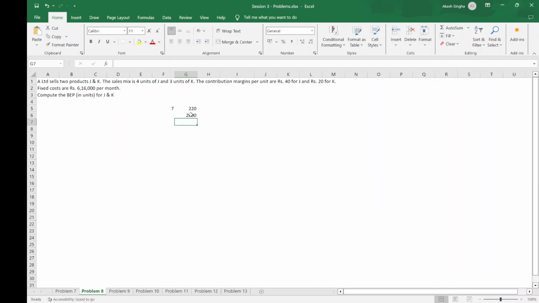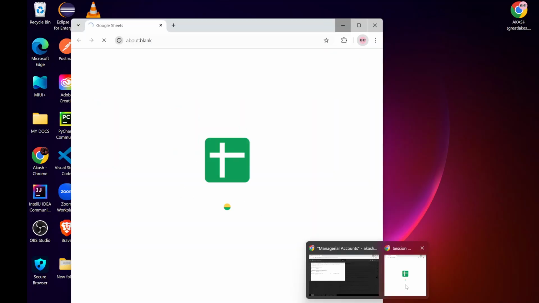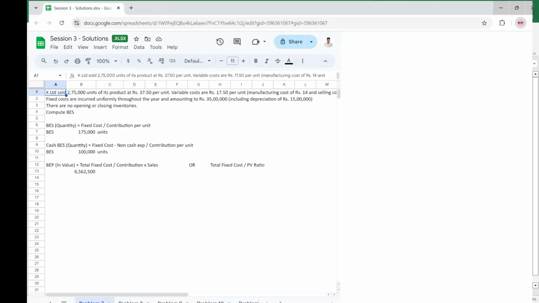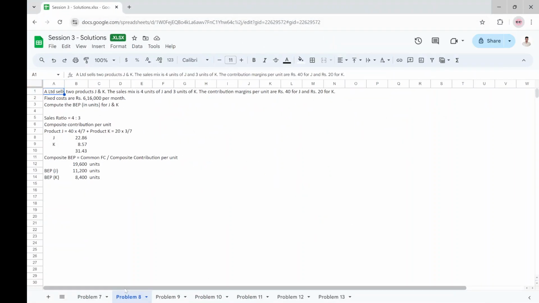In every batch there are 4 units of J and 3 units of K, right? So for J it will be 2800 into 4, 11,200, and for K it will be 2800 into 3, 8,400. So these are the break-even points for J and K, and in total it will be the sum of these two, 19,600. I guess it is correct. Yep.